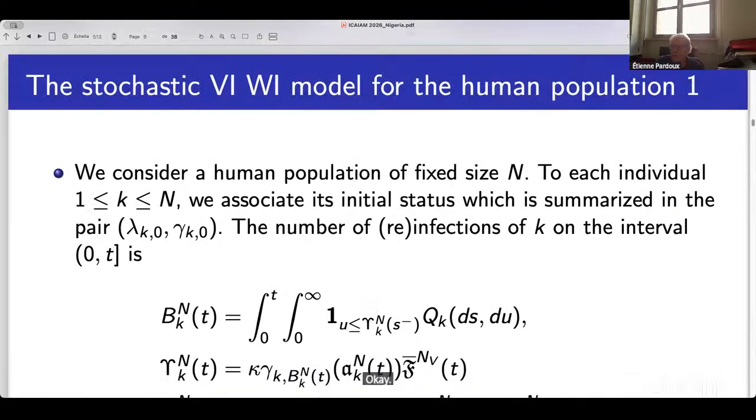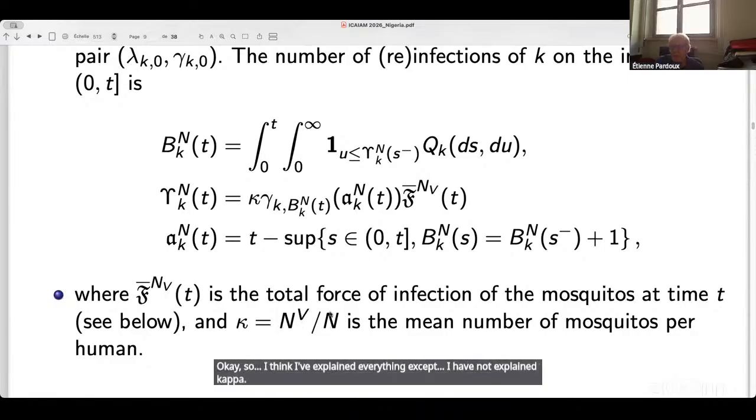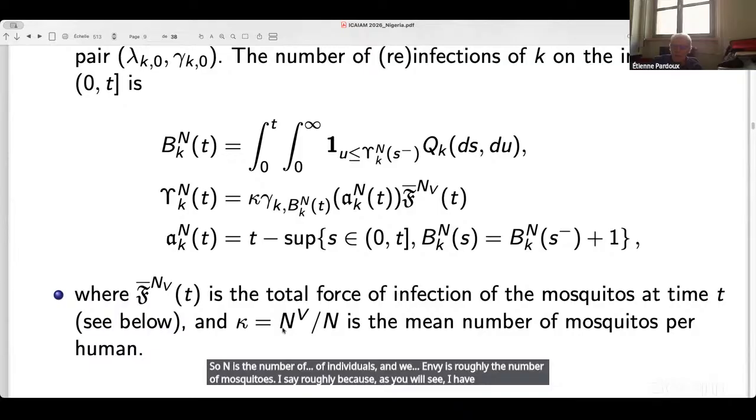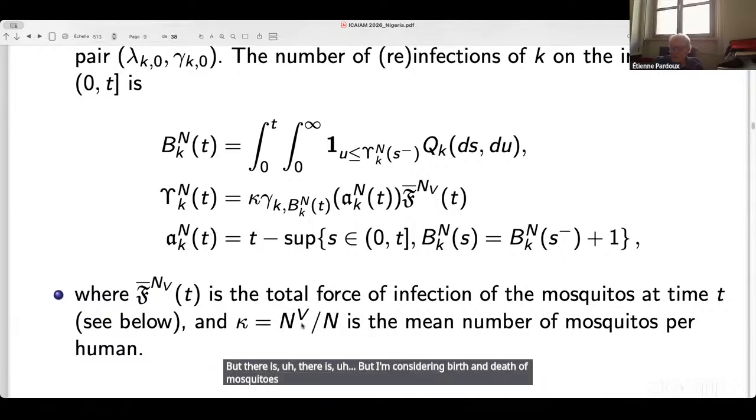I think I've explained everything except kappa. N is the number of individuals. NV is roughly the number of mosquitoes. I say roughly because there is demography. I'm not considering birth and death of the humans, but I'm considering birth and death of mosquitoes. So the number of mosquitoes is not strictly fixed, but it's roughly NV. So kappa is the ratio of these two numbers.